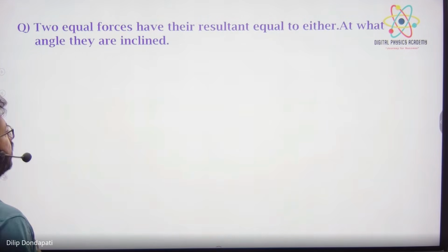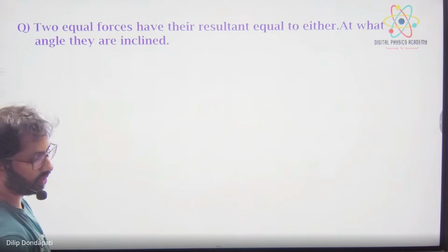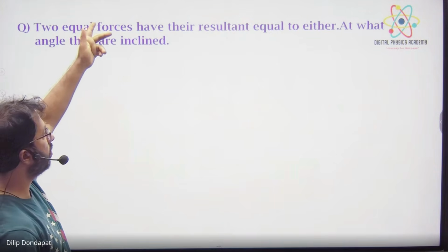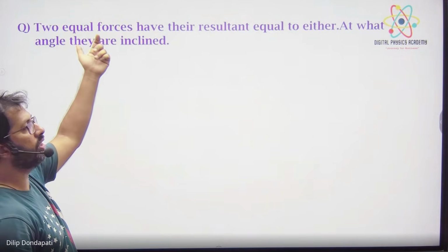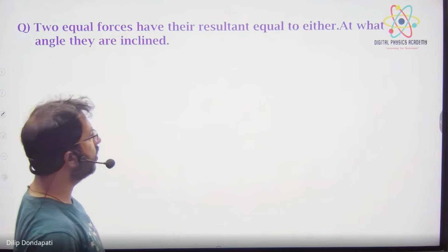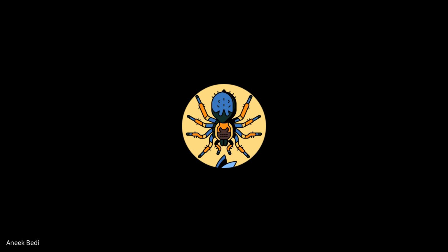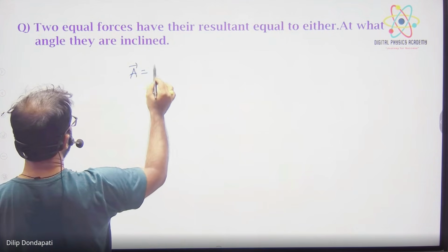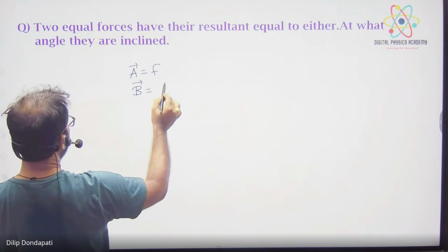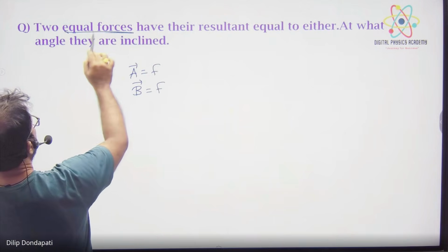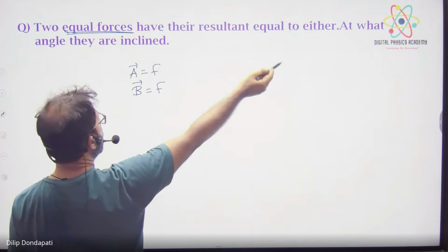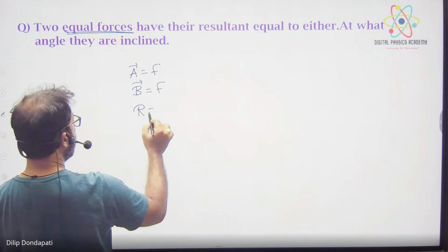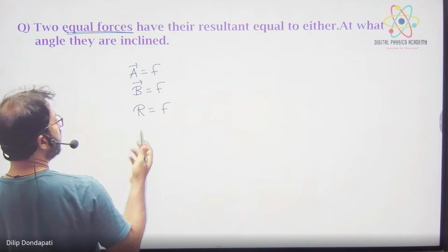Two equal forces have their resultant equal to either. At what angle are they inclined? So two forces are same. Their resultant is also same as each of them. We are trying to find the angle. Two equal forces, so suppose vector A is F, vector B is also F. The resultant is also F. At what angle?